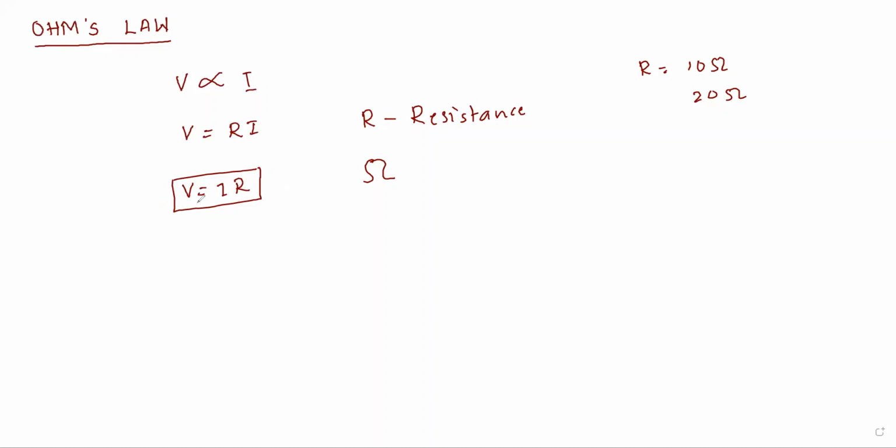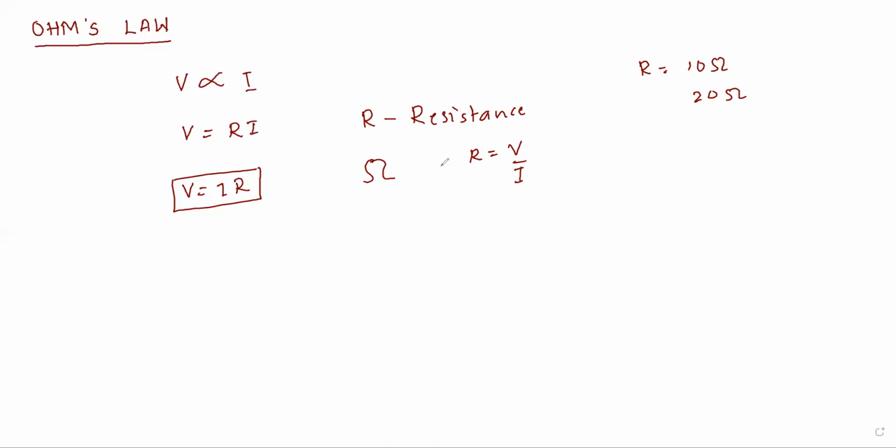Okay, very important relation, that is V is equal to IR, which is nothing but Ohm's law. This is very important throughout the chapter. Throughout the chapter, V is equal to IR, and R is equal to V by I. These two expressions are very important throughout the chapter.